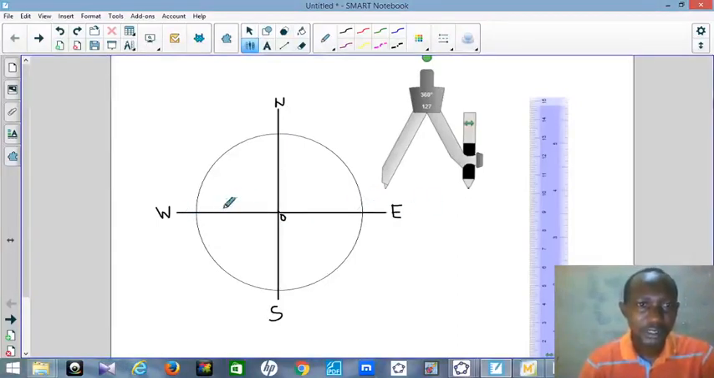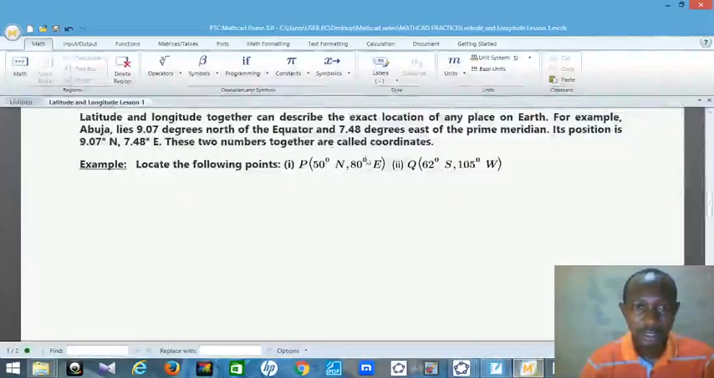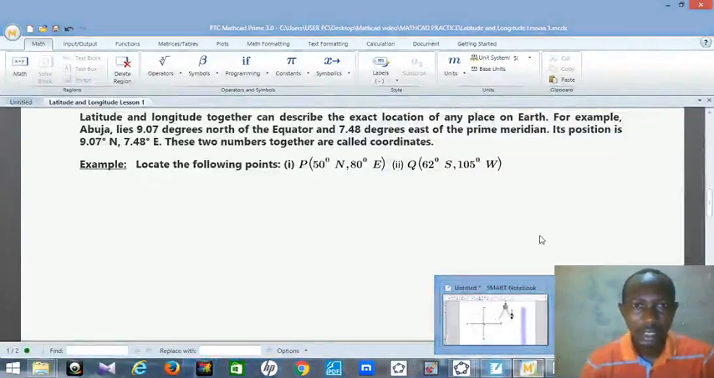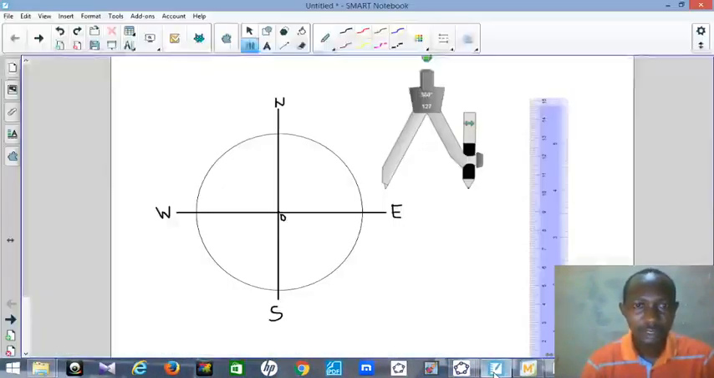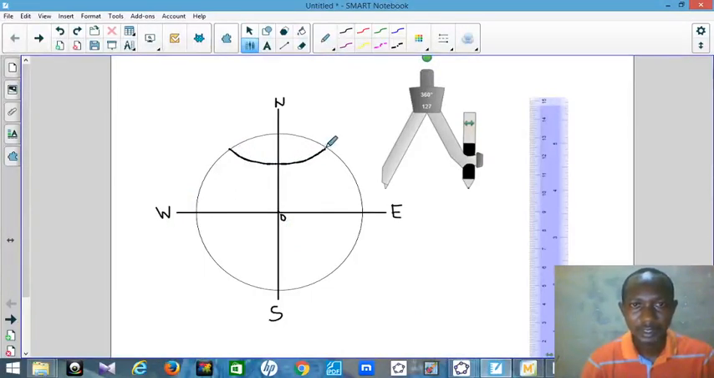But if the question says you should draw the equator, then you need to show it using a line like this. But all you need to do, for example, this point we said we should locate 50 degree north, 80 degree east. If you want to represent it on paper so that your teacher can mark it, after drawing this, you say 50 degree north, just come up. Since we know that north is towards up, just come up, sketch like this.